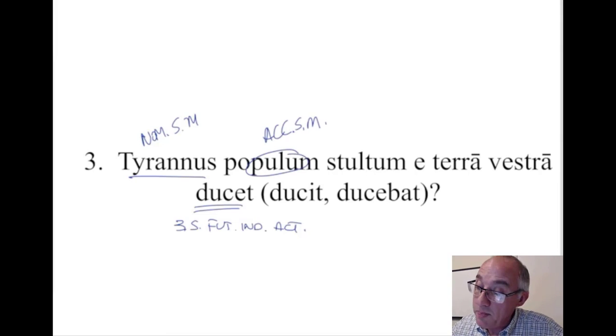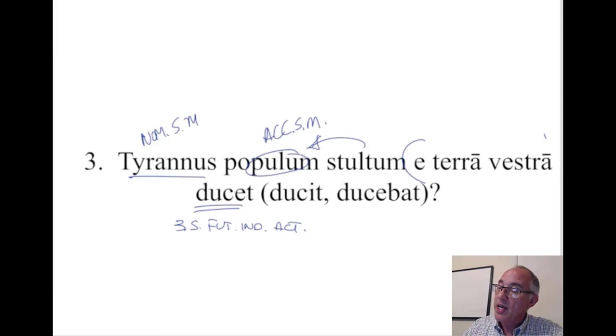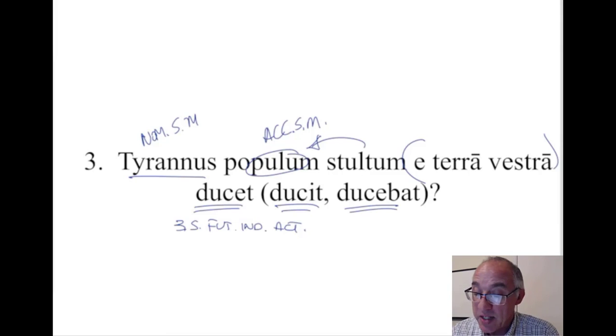What kind of a populum? A stultum populum, a foolish people. E terra vestra, just a prepositional phrase that means out of your country. The tyrant will lead a foolish people from your country. How would that change if we were using ducit? Ducit is the present tense. The I is the present tense in a third conjugation verb. The tyrant is leading a foolish people. And how would this change for ducebat? Ducebat is the imperfect. The tyrant was leading a foolish people from your land.